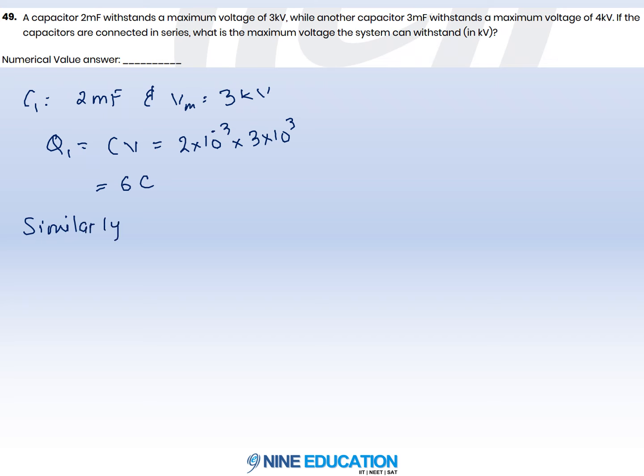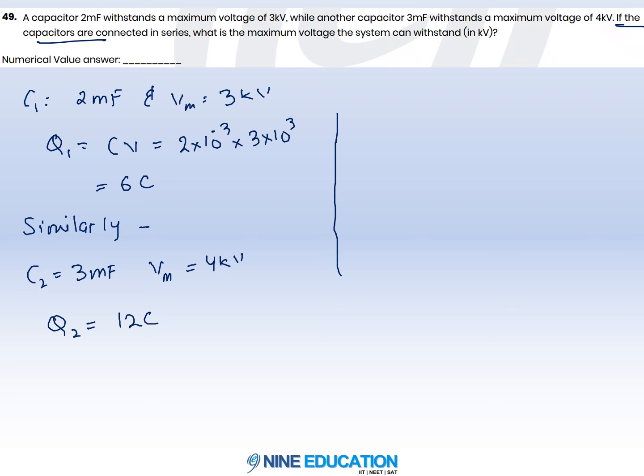Similarly, what we are getting? Another capacitor C2 is 3 microfarad and its Vmax is 4 kilovolts. So its maximum charge which it can hold is 12 coulomb. Now what they did, they connect these capacitors in series. And what is the maximum voltage?